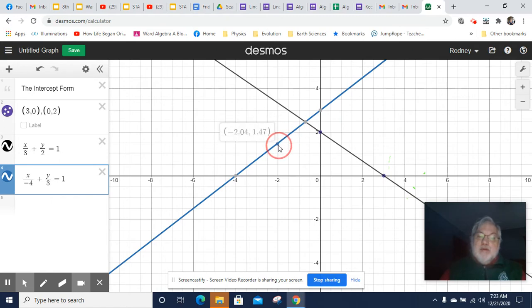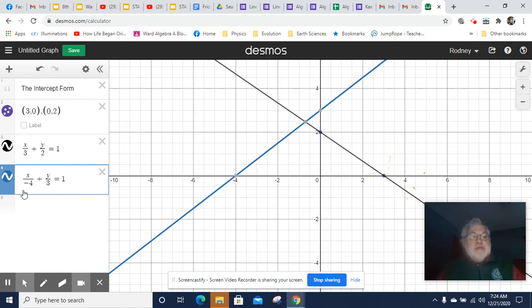But what about other places? Well, if you work it out, let's say negative 2 over negative 4, that's the x value. That's going to be 1/2. And if y were 1.5, 1.5 over 3 is also 1/2. So we've got 1/2 plus 1/2. That works out very nicely.